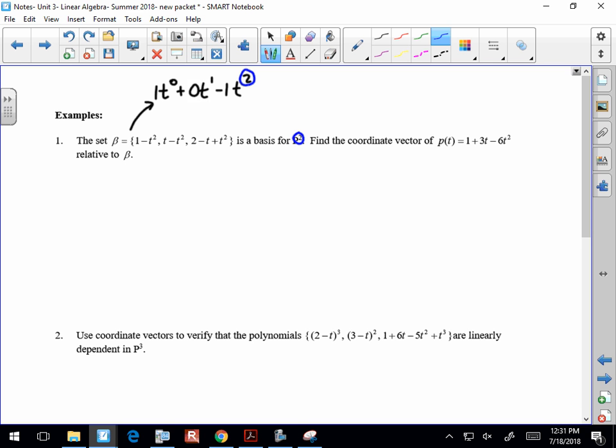All right? So my first one would be 1, 0, -1. The second one we would write as 0t to the 0th plus 1t to the 1st minus 1t to the 2nd. So 0, 1, -1. And then the last one, well, the coefficients are all there, so I don't think I need to rewrite it. 2, -1, 1.